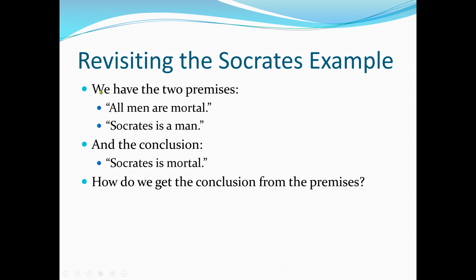An example here said that, for example, if all men are mortal and also Socrates is a man, then Socrates is a mortal. Again, this is a logical statement. All men are mortal. Socrates is a man. So that means Socrates is a mortal. So how do we get the conclusion from the premises? This is the concept we're going to learn in these lectures. Rules of, again, inference.